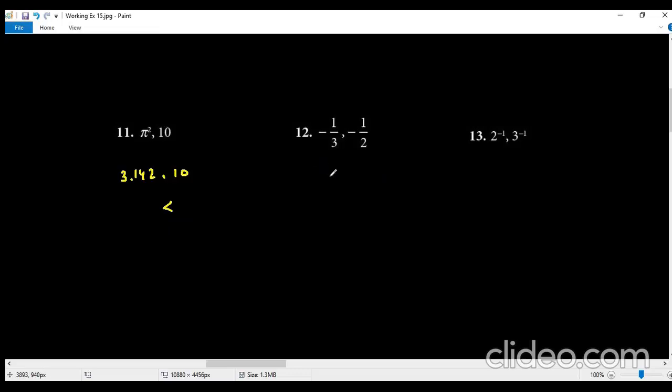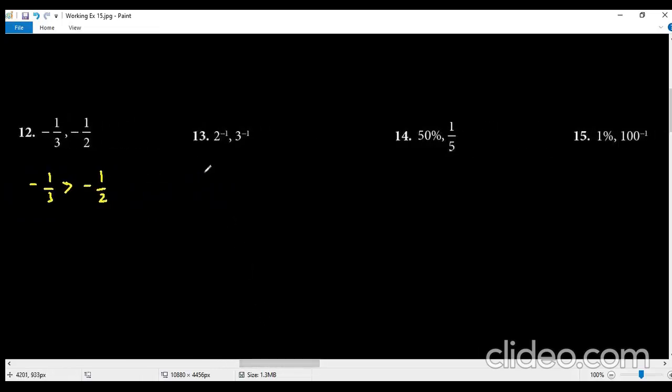And when it comes to question number 12, negative 1 over 3 is of course bigger than negative 1 over 2. So you will use a greater than sign because both the numbers are negative. When it comes to question number 13, 2 power negative 1 over 2 is 1 over 2, and this is 1 over 3 because the power is negative. So that means in question number 13, half is bigger than 1 over 3.